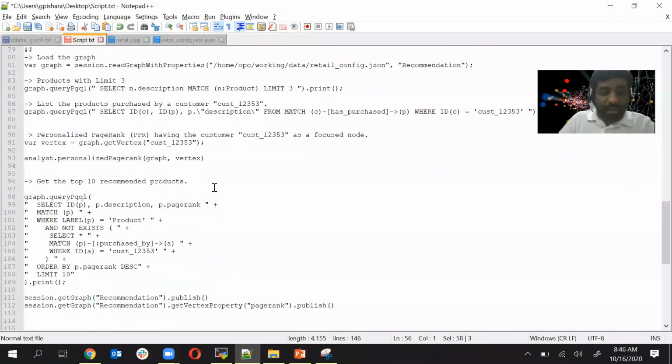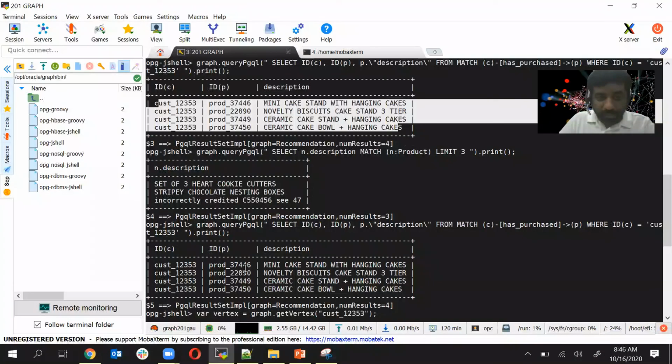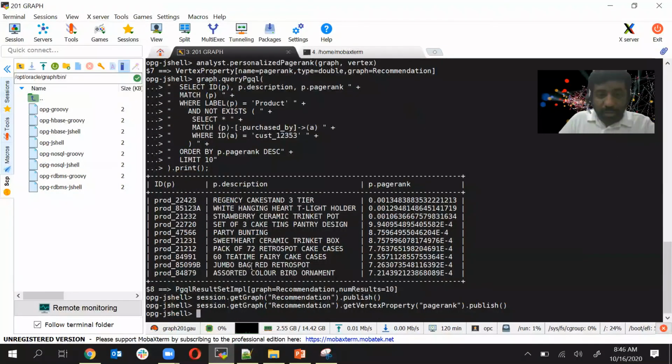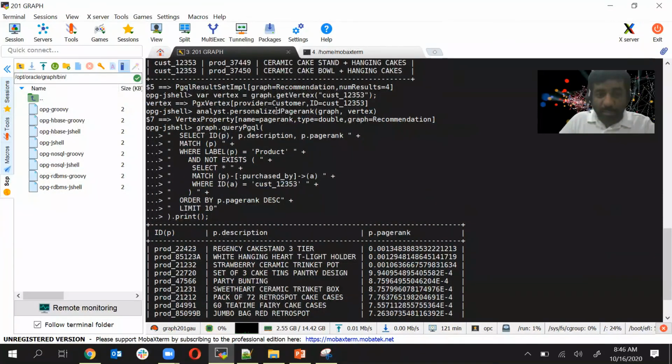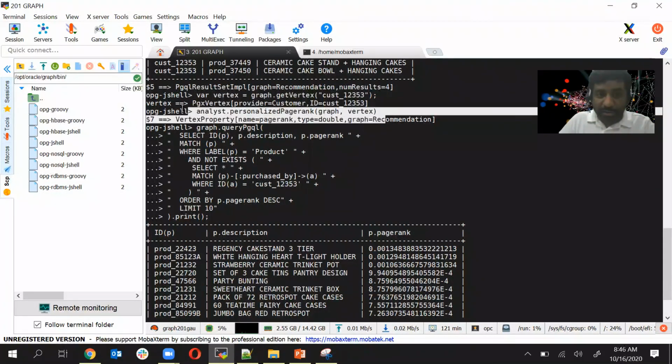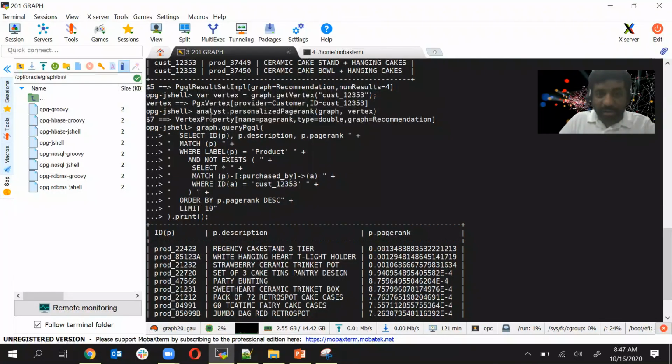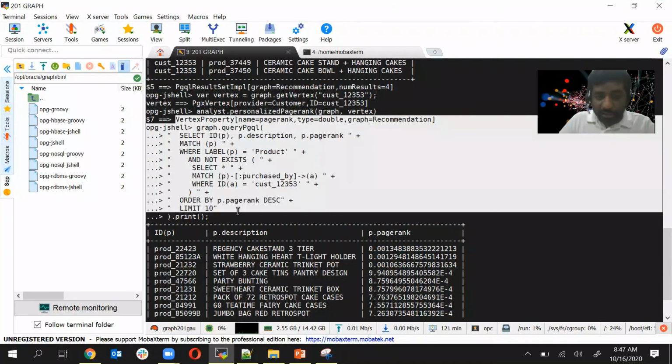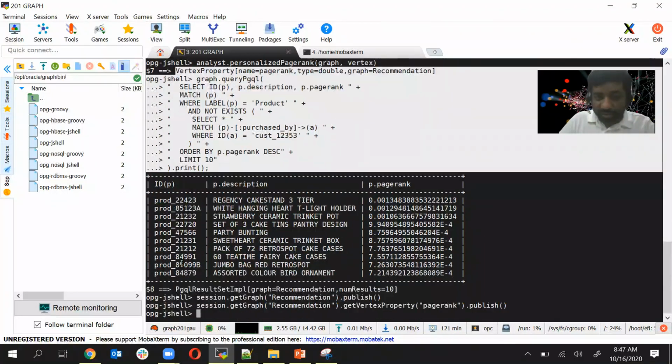And then what I can do is try to run a personalized page rank for this particular customer. So let's say I'm running a page rank for this particular customer here using this particular command, and then I run the personalized page rank using the shell, and then basically get the top 10 recommendations for that particular customer. So the system has actually given me back the various recommendations.